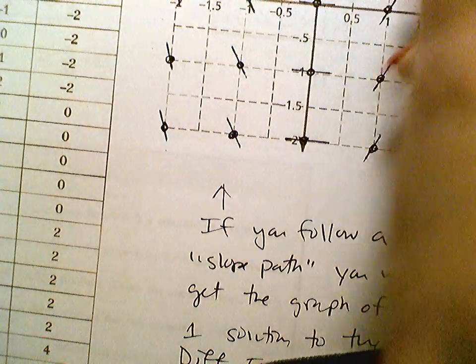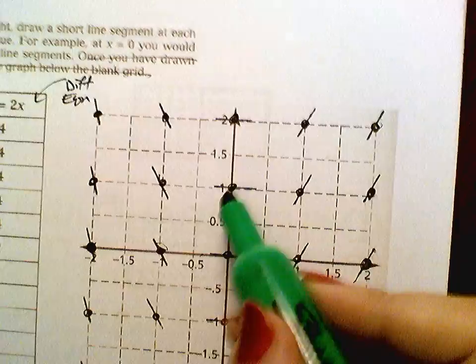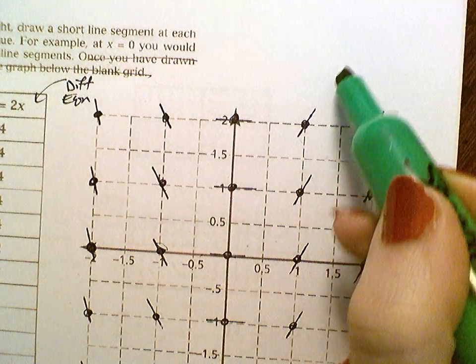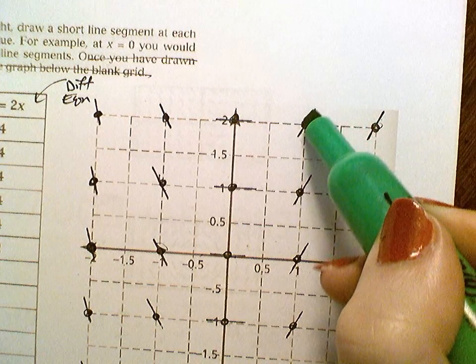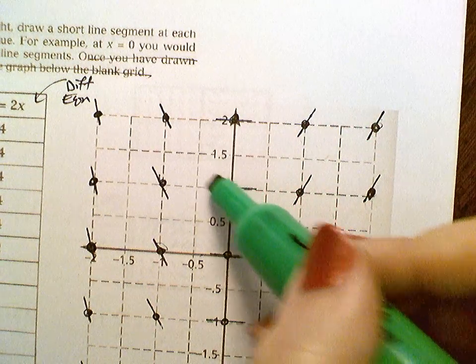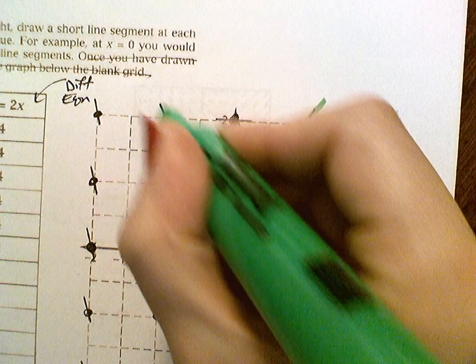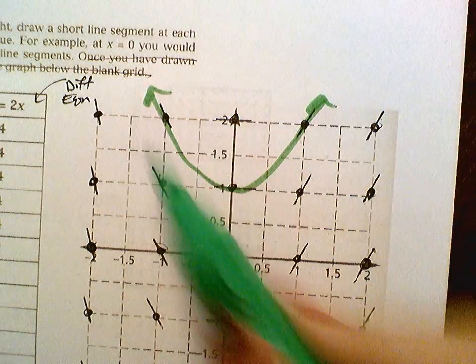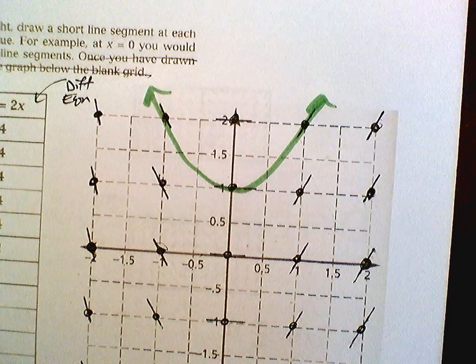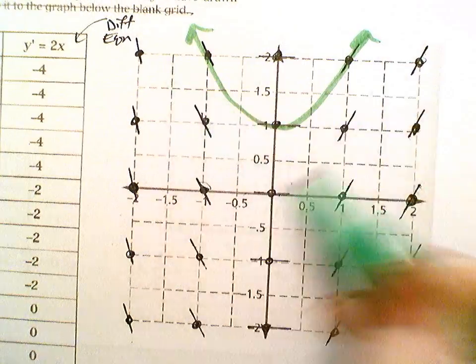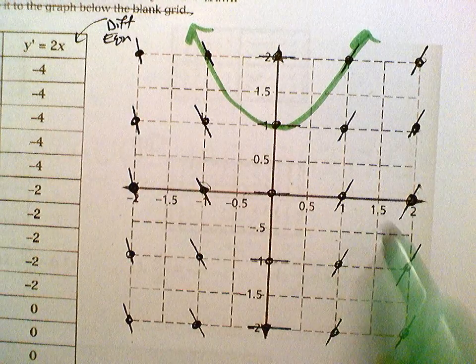So if I take a look at this little slope here, and I imagine following it, it looks like this one kind of blends into that one, and then it would come out here. So this takes some getting used to, and I'm not great at it, but it looks like if I follow that slope path, I would get a parabola. If I follow the slope paths below it, I'd get a bunch of parabolas.